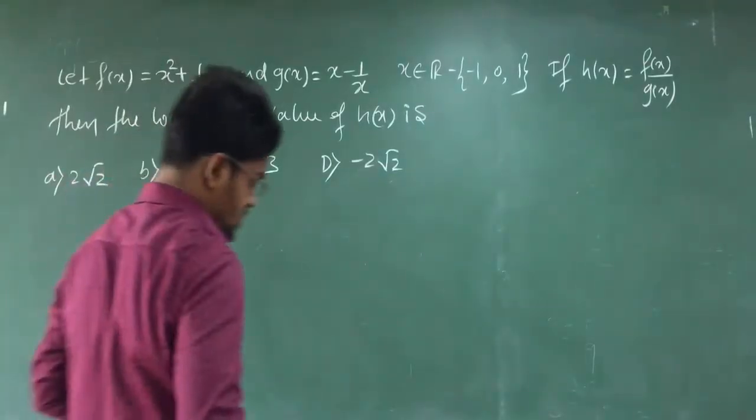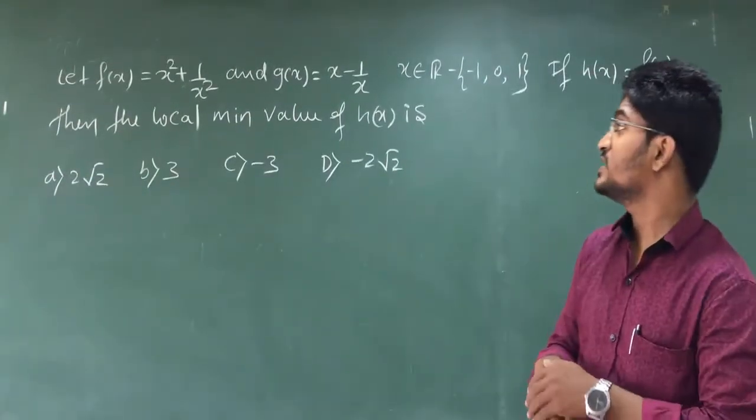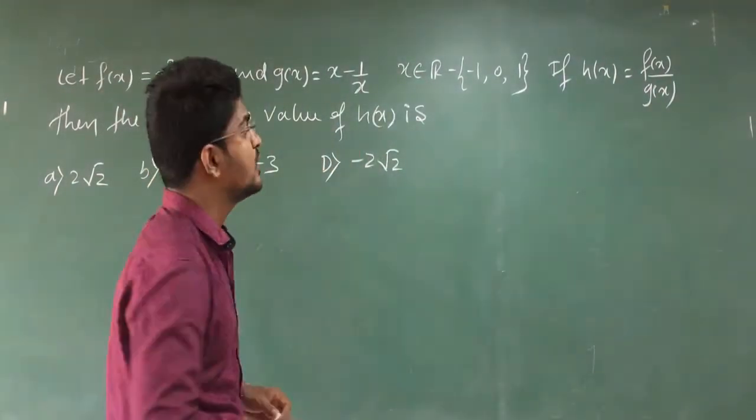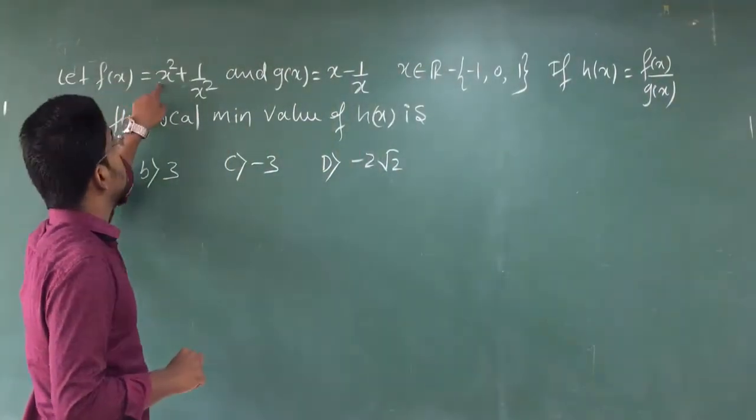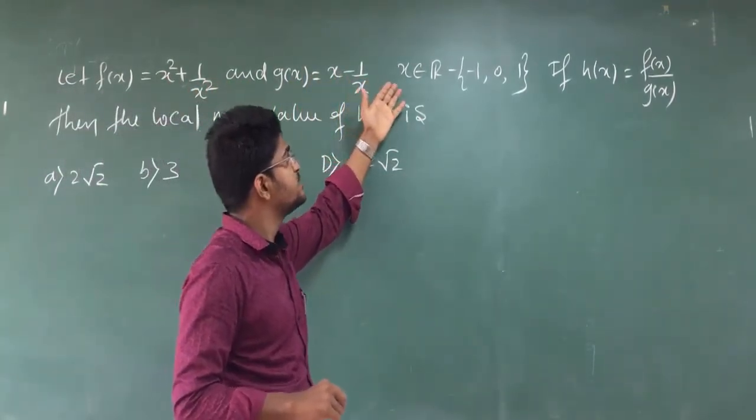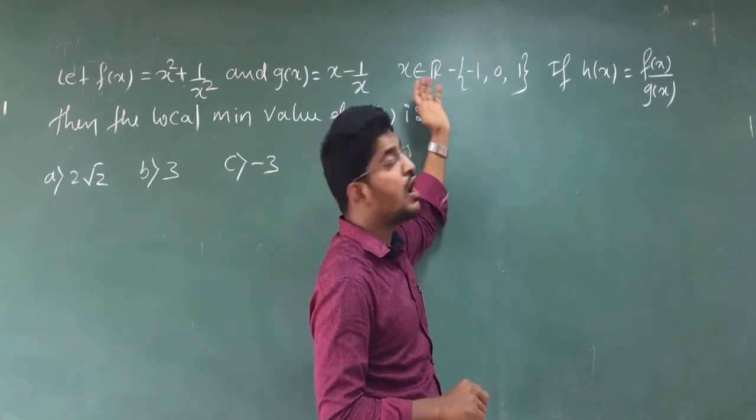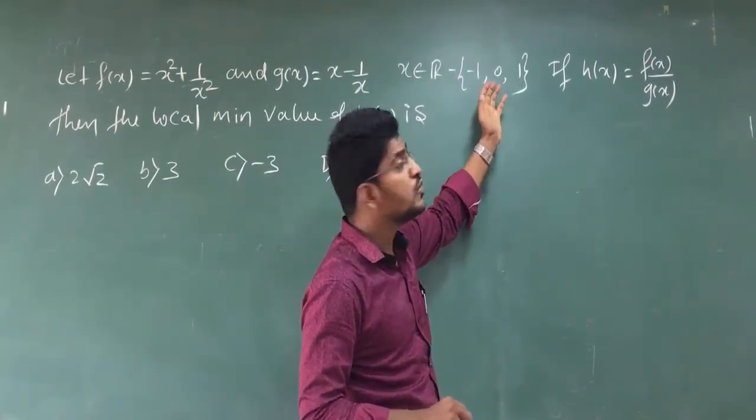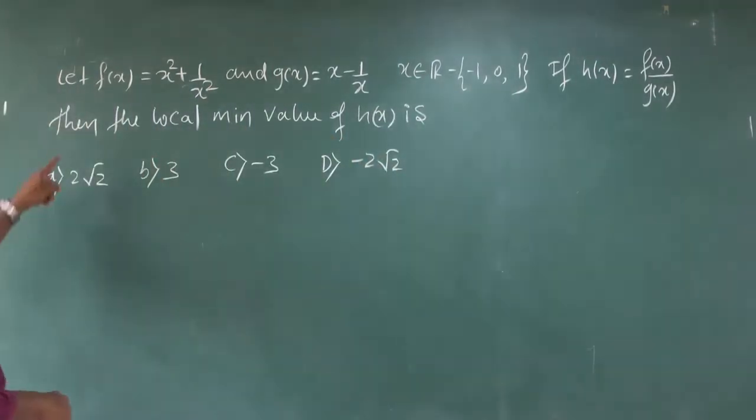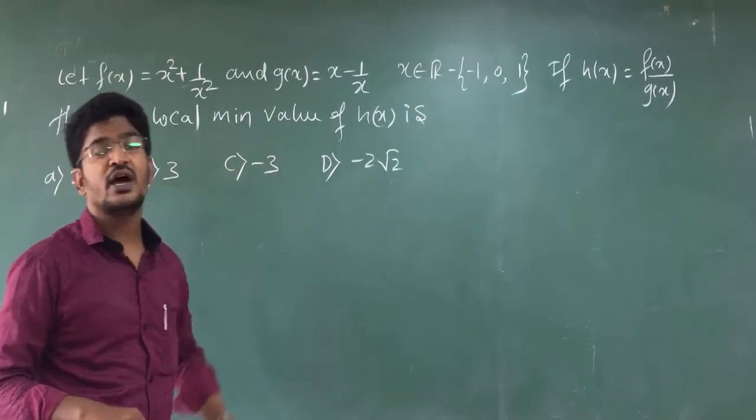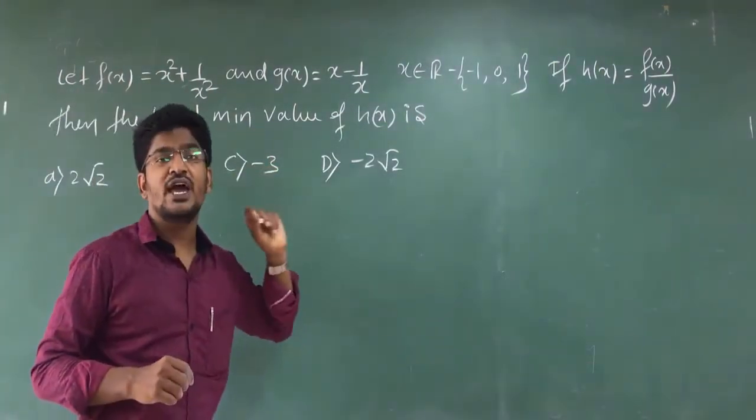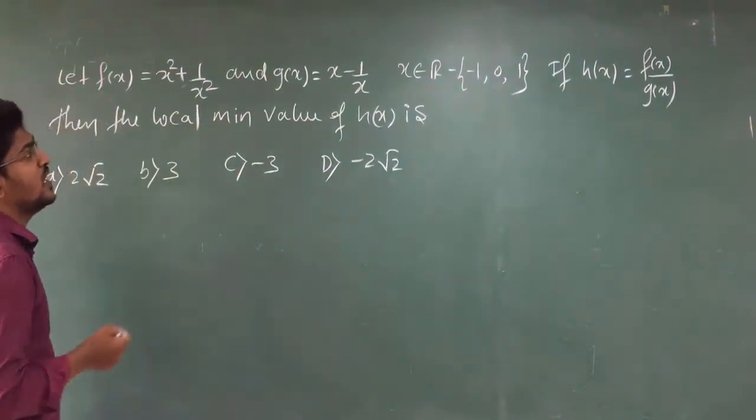Okay students, next let us move to the next question, that is from local minima and local maxima. Let f(x) equal to x² plus 1/x² and g(x) equal to x minus 1/x, where x belongs to R minus {-1, 0, 1}. If h(x) is equal to f(x)/g(x), then the local minimum value of h(x) is what they are asking.